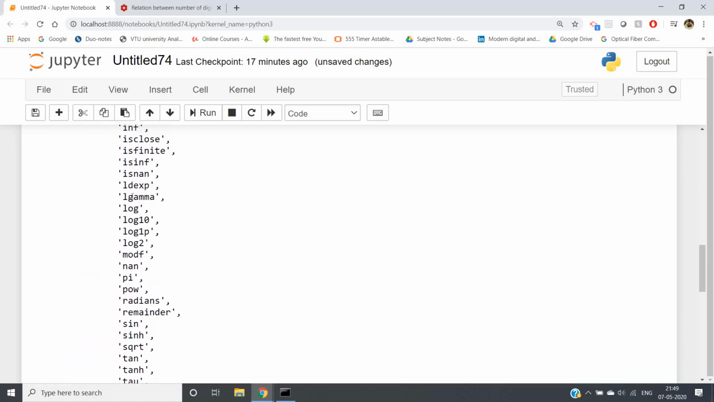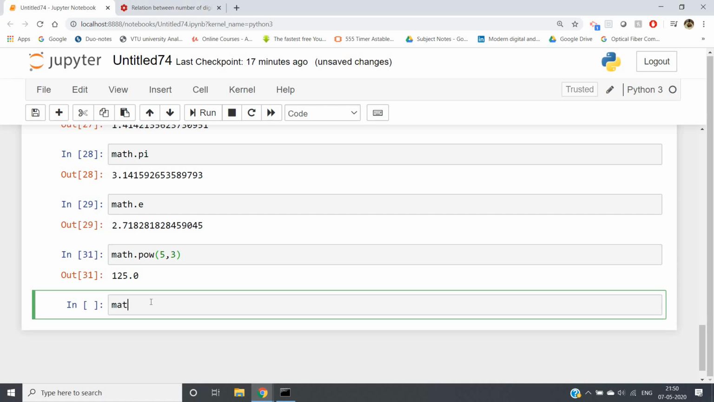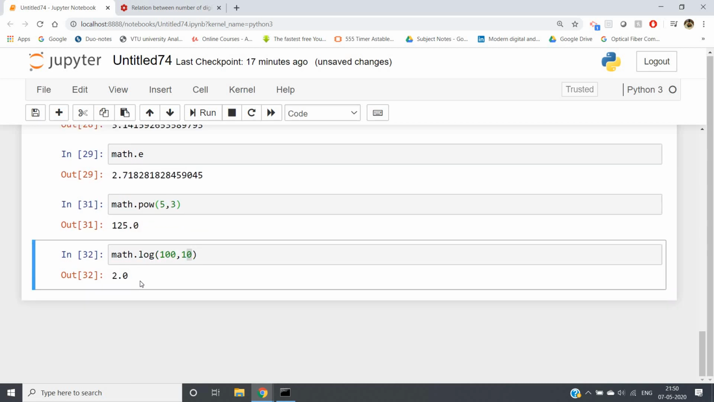Then some more, log. This is also very important, and with this I will end this particular lecture. One interesting trick I will be showing you, math.log. Suppose I am writing 100. After giving a comma, you have to pass the argument which will be the base. So I am giving 10. It will compute the value of log 100 base 10. If I run, I will be getting 2, because you know log 100 base 10 is 2, right?